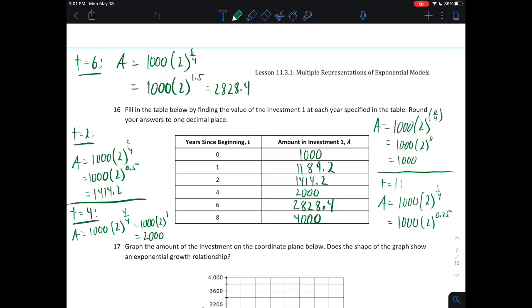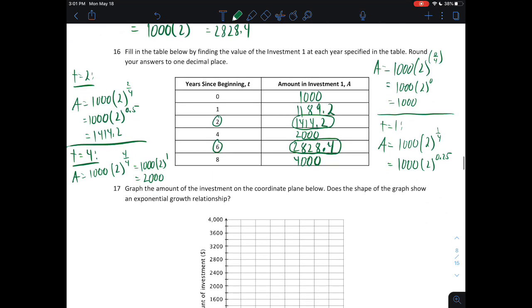Also notice what happens from year 2 to year 6. That's 4 years later, right? 6 is 4 years after year 2. Look at the amounts. You started with 1414.2 in year 2, and it doubled in year 6, 2828.4. So this is true even for other time periods besides 0 and 4 and 8. As long as it's every 4 years, we'll still see the doubling effect.